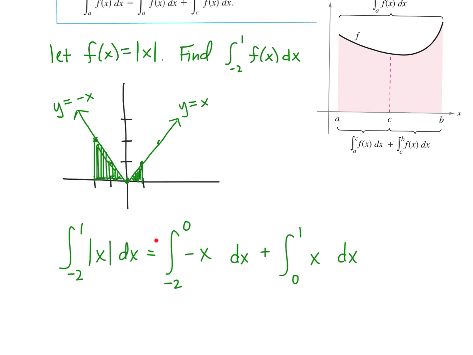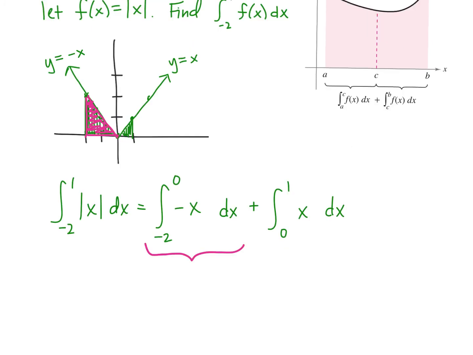So this one here will be this triangle right here, from x is -2 to x is 0. Let's find this area using geometry. This triangle has a base of 2 and a height of 2, and in order to find the area of this triangle, it's 1/2 base times height. So we'll have 1/2 times 2, which is 1, times 2, so that area there is just 2.